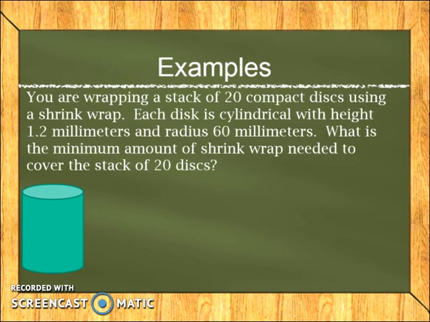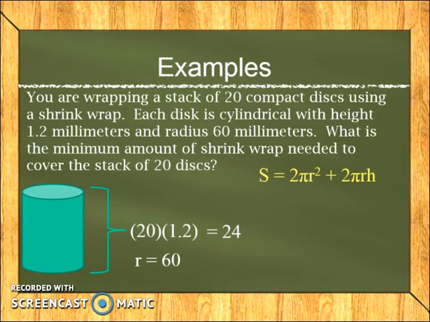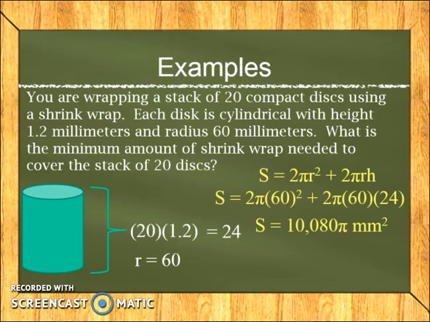So for our example here, we have 20 compact discs with shrink wrap. Each disc has a height of 1.2 millimeters and a radius of 60 millimeters. What's the minimum amount of shrink wrap needed to cover the stack of 20 discs? The height is 1.2 times 20, which is 24. The radius is 60. We do 2 times pi r squared plus 2 times pi r h. So 2 times pi times 60 squared plus 2 times pi times 60 times 24. We get 10,080 pi square millimeters.